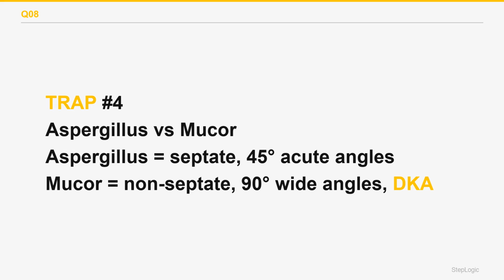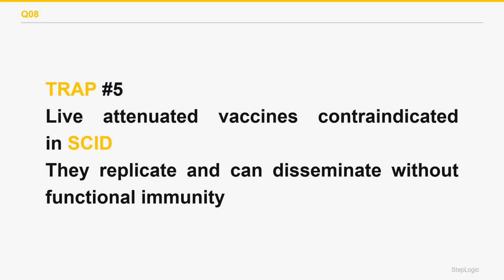Trap 4. The molds. Aspergillus has septate hyphae branching at sharp 45-degree angles. Mucor has broad non-septate hyphae branching at wide 90-degree angles, classically in diabetic ketoacidosis. The branching angle separates them. Trap 5. Live attenuated vaccines are contraindicated in severe immunodeficiency. The weakened organism still replicates, and without functional immunity, it can cause disseminated disease. Inactivated and subunit vaccines are safe.